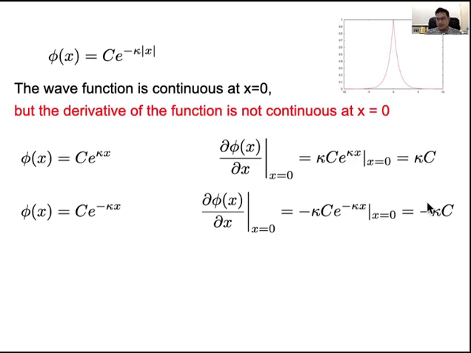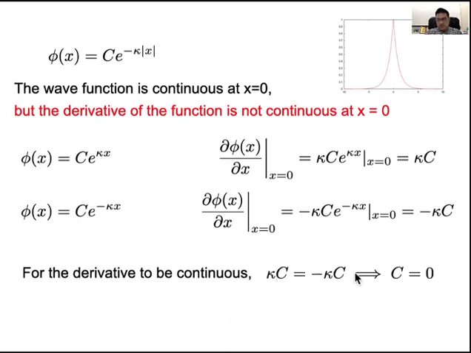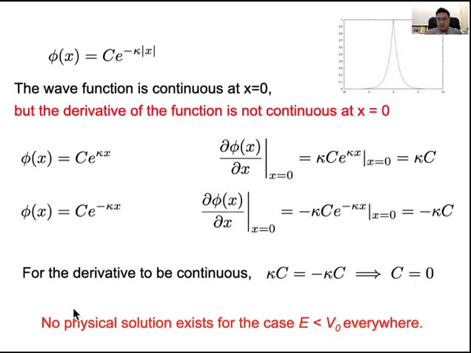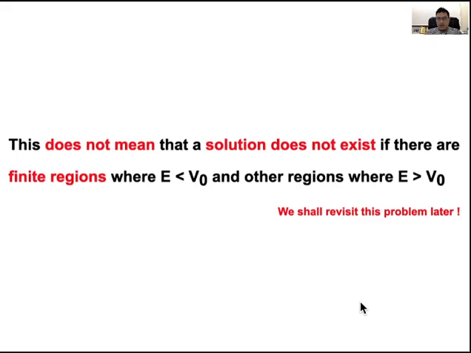Kappa cannot be 0, because kappa is related to your energy and potential. So what it concludes is that for the derivative to be continuous, your c must be 0. It means that this is not a physical solution. So no physical solution exists for the case when energy is smaller than V naught everywhere. However, this does not mean that the solution does not exist if there are finite regions where energy is smaller than V naught, and another region where energy is greater than V naught.